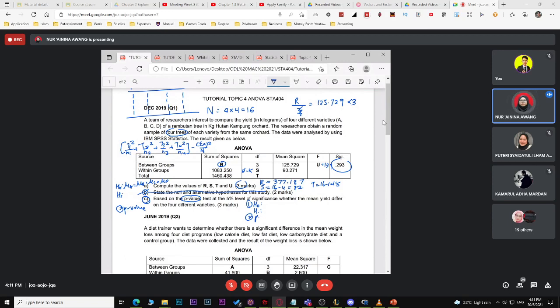So when the question asks you whether the mean yield differ, but when you test, you fail to reject the H null, so you say the means are the same. So when you write your conclusion, we say that there is not enough evidence to conclude that the mean yield differ on the 4 different varieties. So you will get not enough evidence here. Okay, so this is the answer for December 2019.